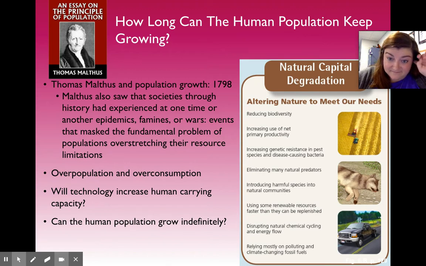We've increased our use of net primary productivity, increasing genetic resistance in pest species and disease-causing bacteria, things like antibiotic resistance.